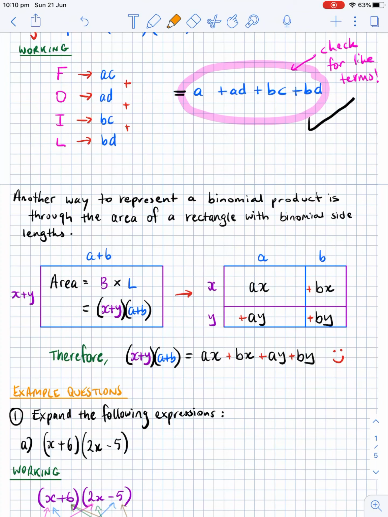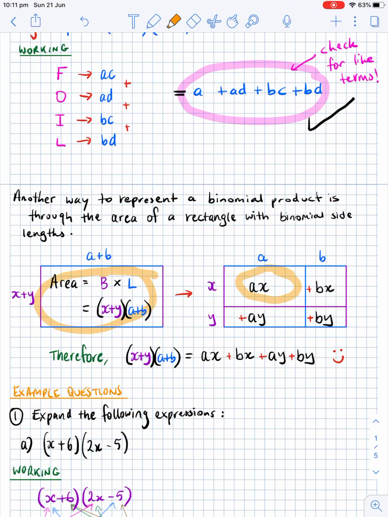And if I split this rectangle up into four sections, you can see that the total area of all this would be these four parts. So these four parts must be equivalent to this expression here, because they're both representing the same area.